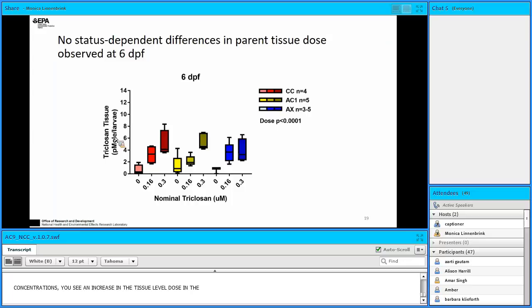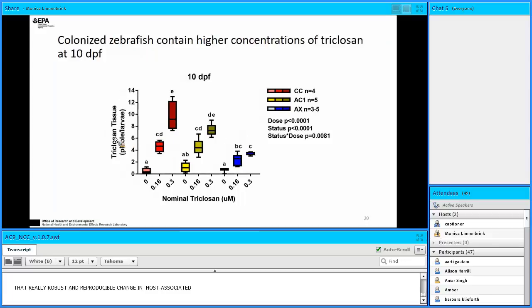And when we look at 10 days post-fertilization, where again we saw that really robust and reproducible change in host-associated microbiota community structure, we saw this really interesting chemistry finding. And this was kind of the opposite of what we were hypothesizing. Initially we thought we were going to see more parent compound in the axenic animals because the colonized animals would be able to biotransform it into something else. And we obviously observed the opposite phenomenon, where here we're seeing a significant effect of dose, a significant effect of colonization status, and an interaction between both of these factors.